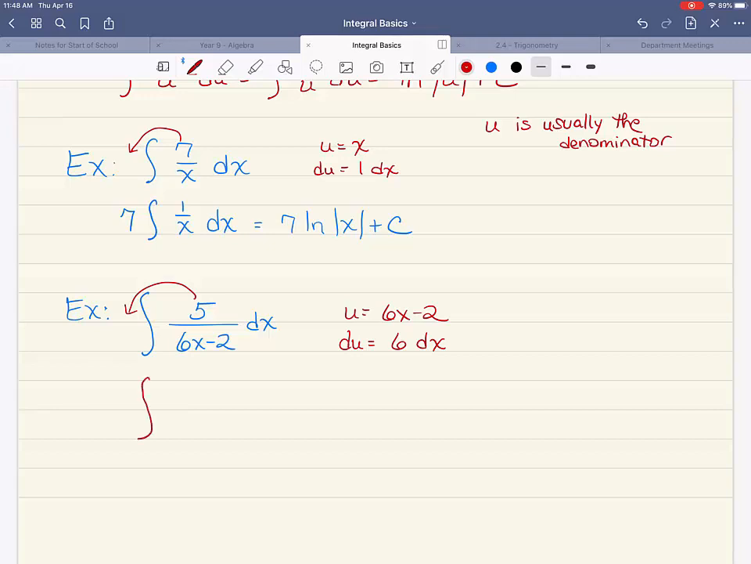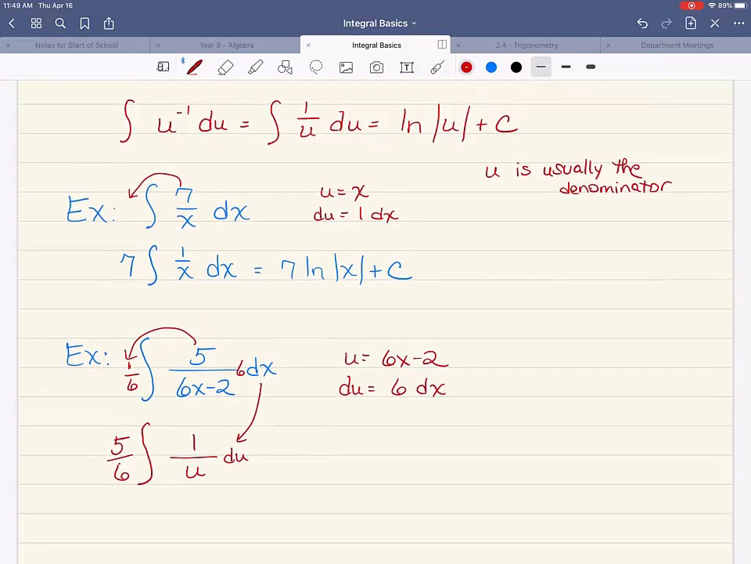So we're going to write the 5 outside. I'm going to put my 6 in, and I'm going to put my 1 over 6 outside. So if I bring the 5 outside to go with the 1 over 6, outside I now have 5 over 6. Okay, so this here is du. The 5 is gone. The bottom is u. What goes on top? A 1. All right, so now I have changed my integral to be totally in terms of u.